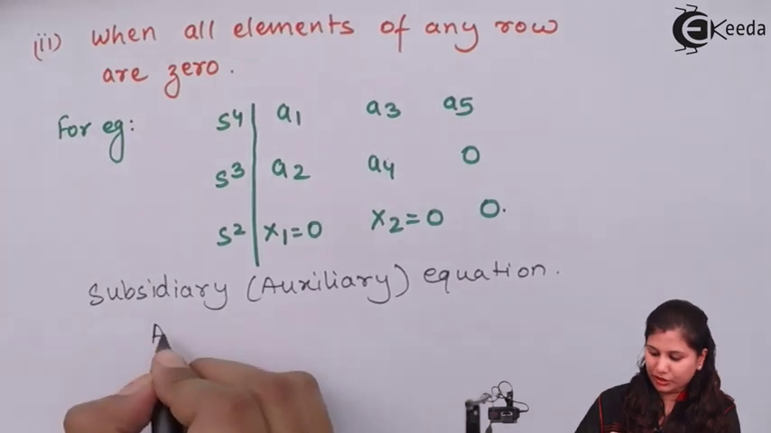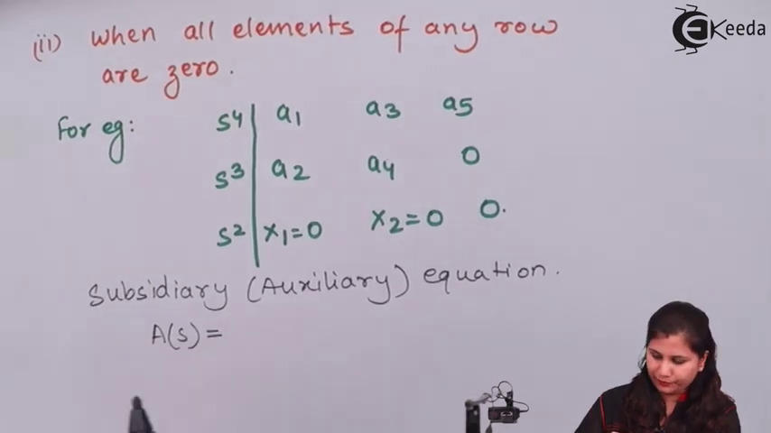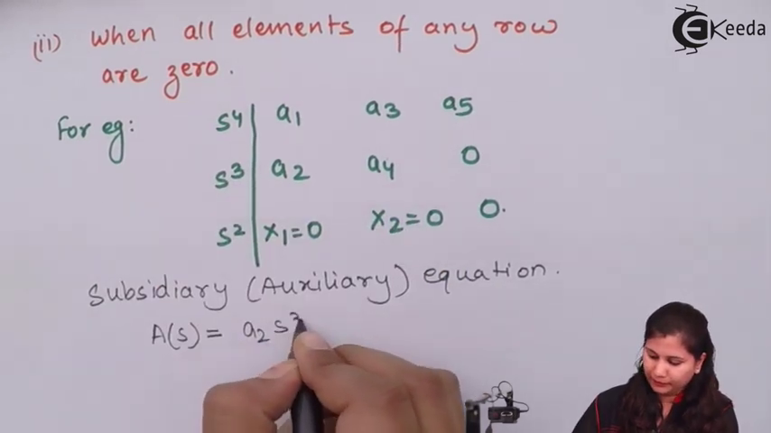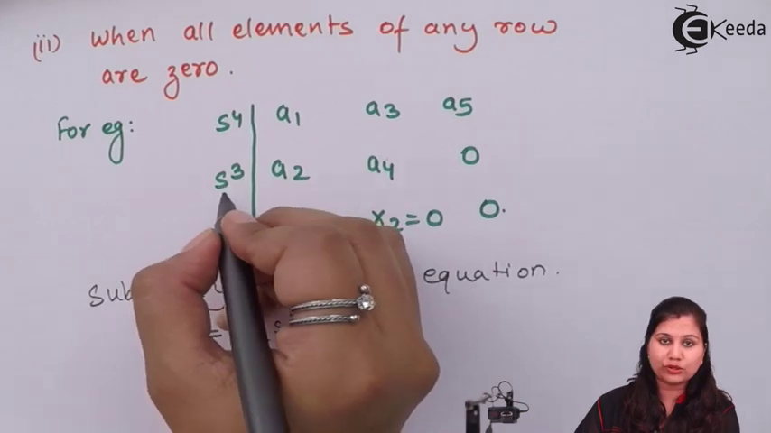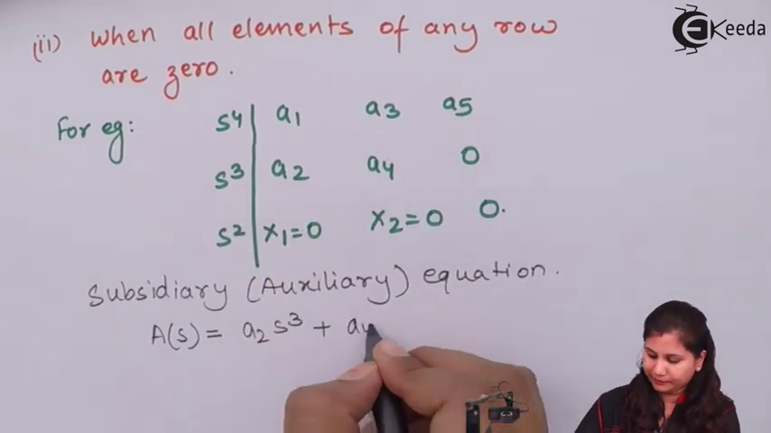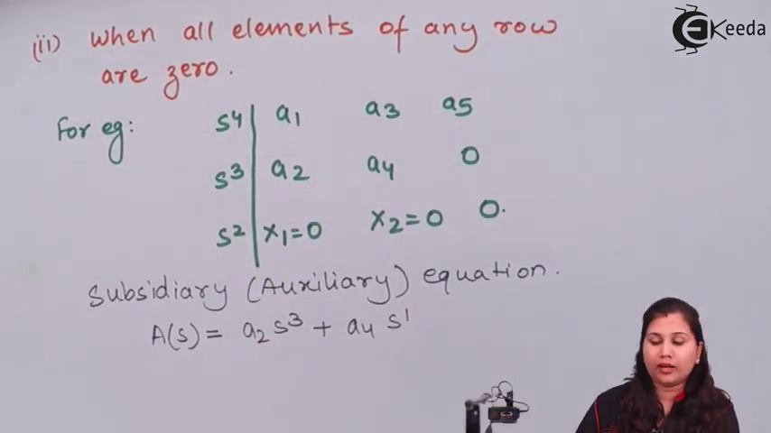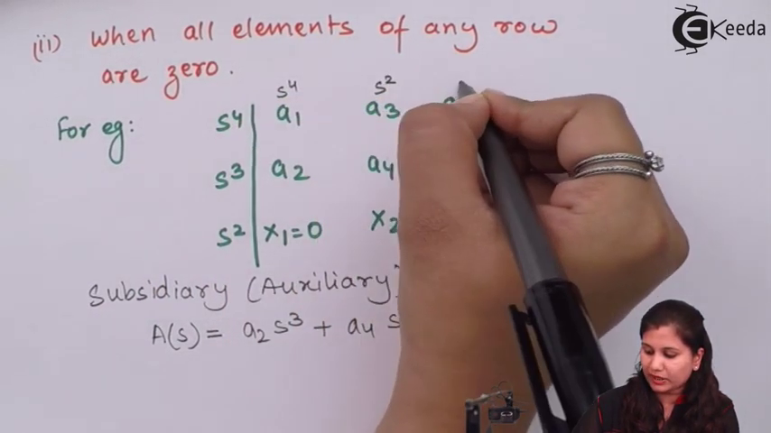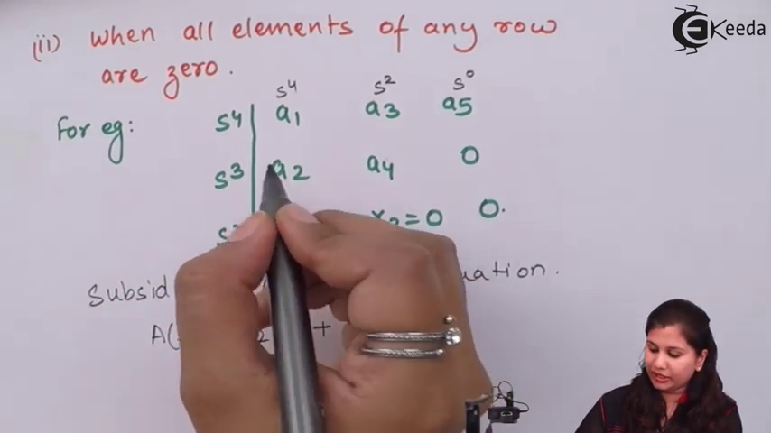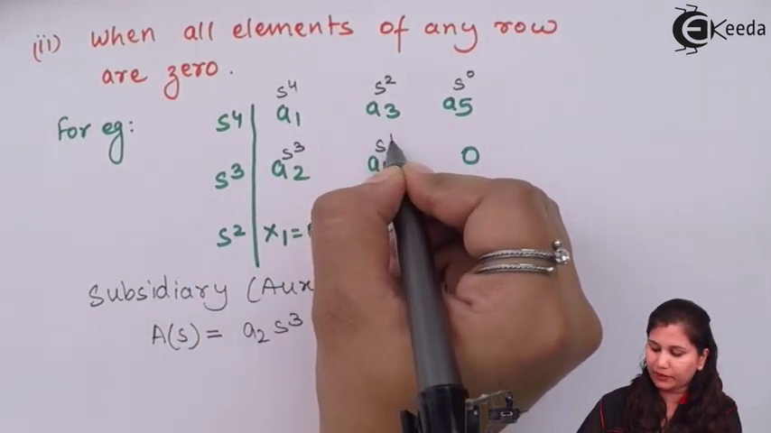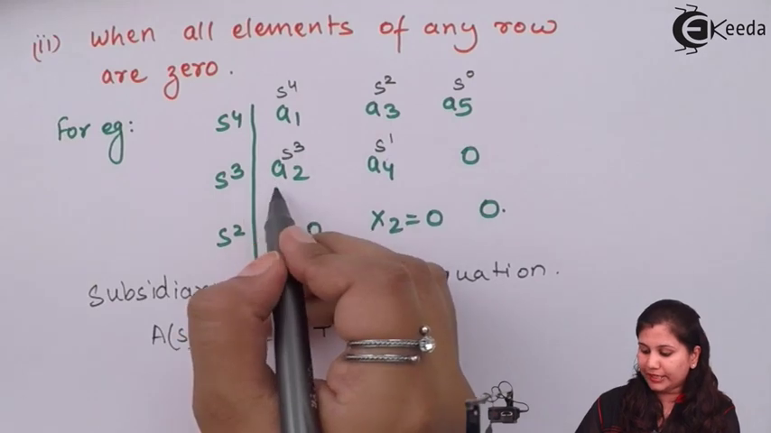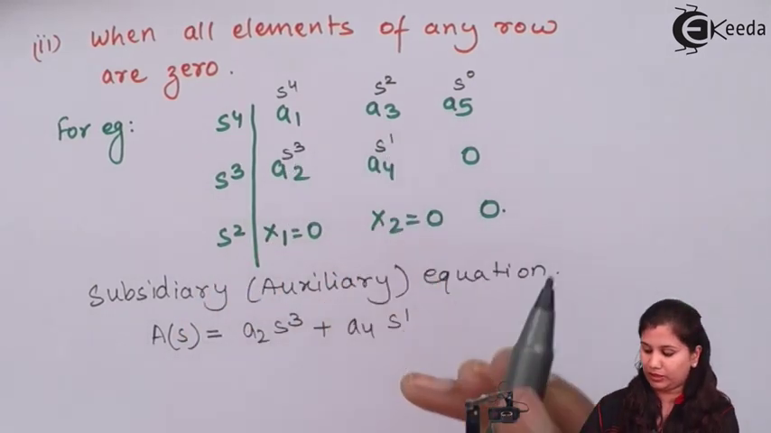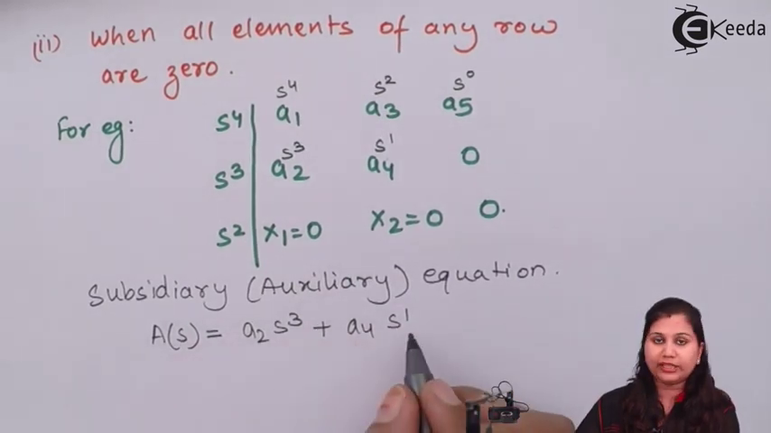This auxiliary equation is A(S) equals to A2 S cube plus A4 S to the power 1. Because here we are having the coefficients of S to the power 4, S square and S to the power 0, and here we are having S cube, S to the power 1. So this is A2 multiplied with S cube plus A4 multiplied with S1. So this is the auxiliary equation.